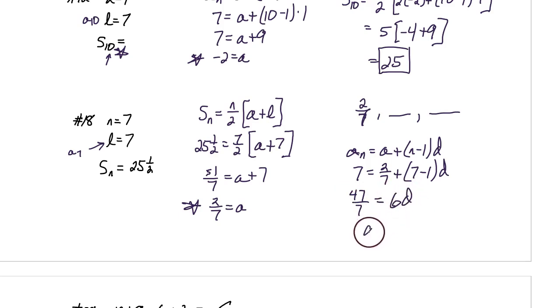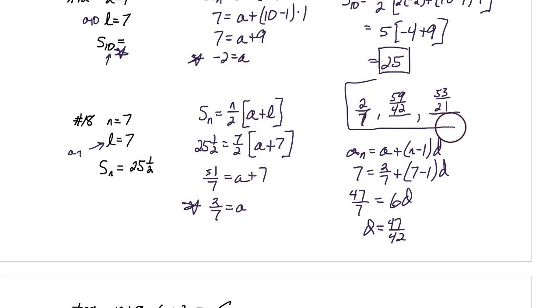Now divide by 6 on both sides to get D alone. That makes 47 over 42. We can then add that result to our first term to get the second term. That makes 59 over 42. And then to that we can add 47 over 42 to get the third term. And the result is 53 over 21. Here are the first 3 terms of the sequence.